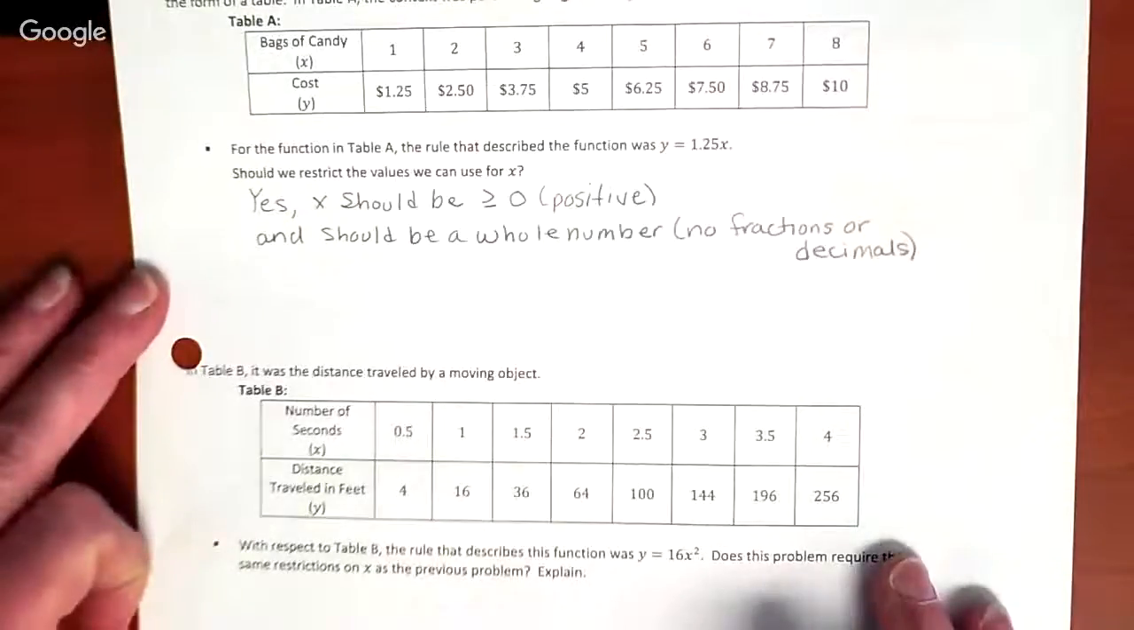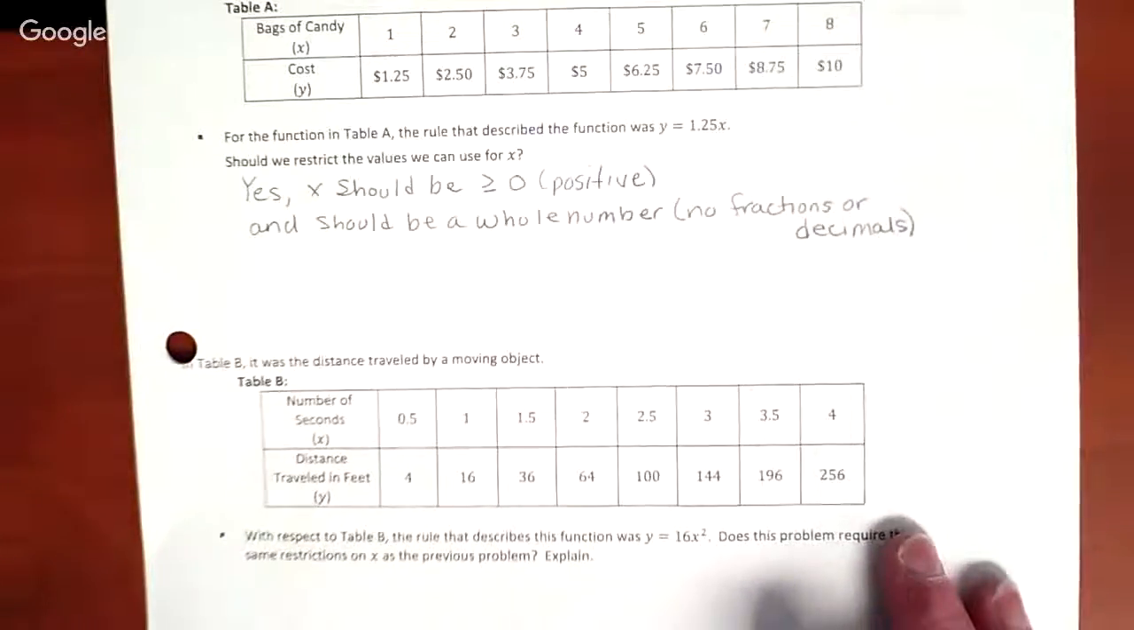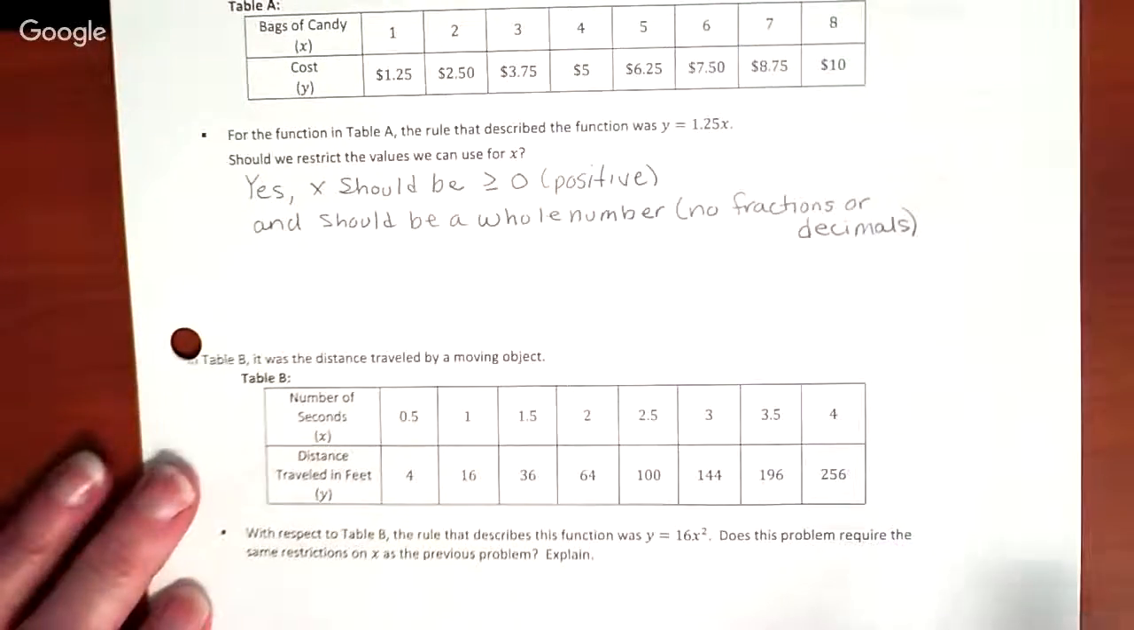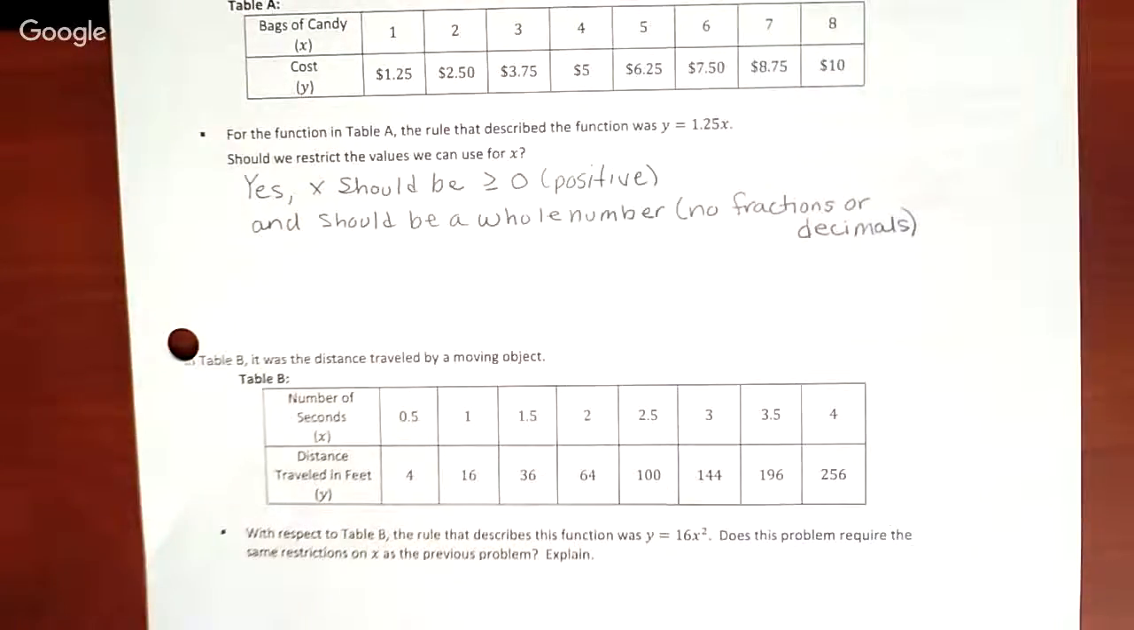Okay. Next, in table B, it was the distance traveled by a moving object. Get this out of my way. With respect to table B, the rule that describes this function was y equals 16x squared.